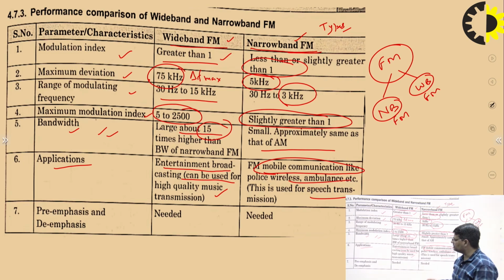And in both cases, pre-emphasis and de-emphasis can be used for increasing the magnitude levels at the higher frequencies to increase the threshold SNR value.